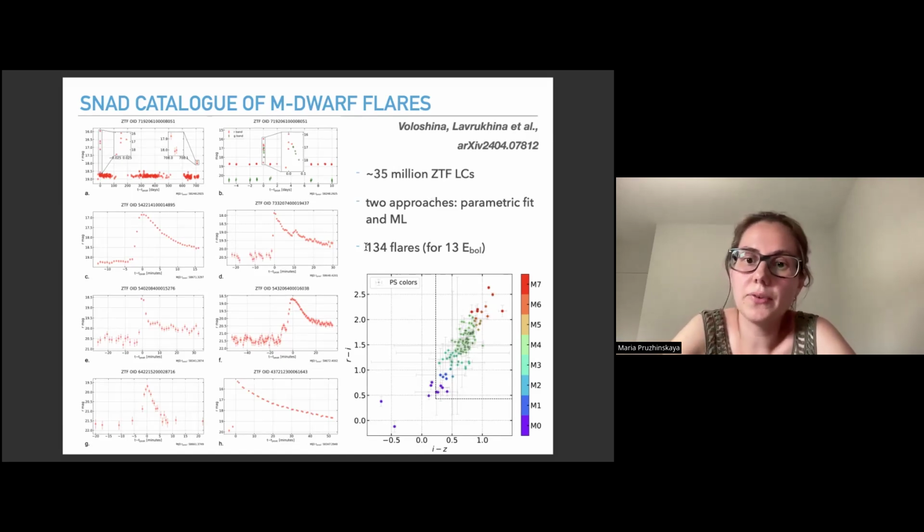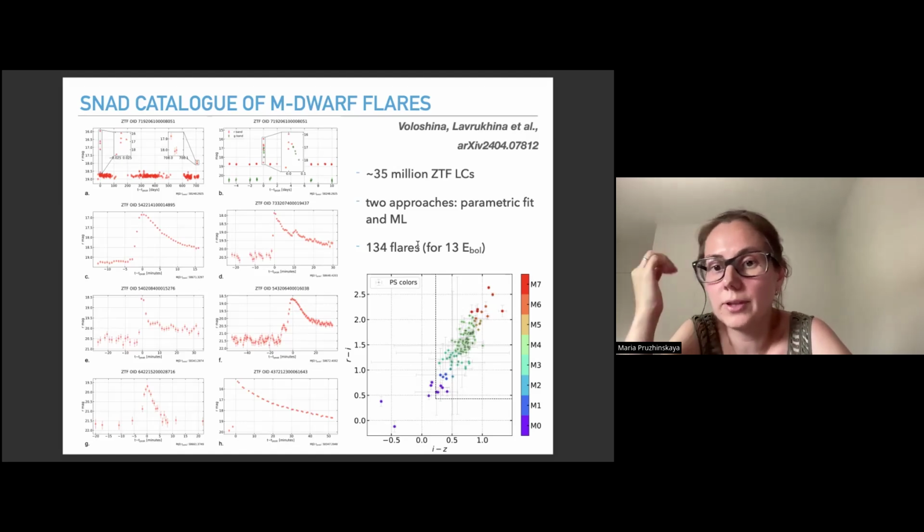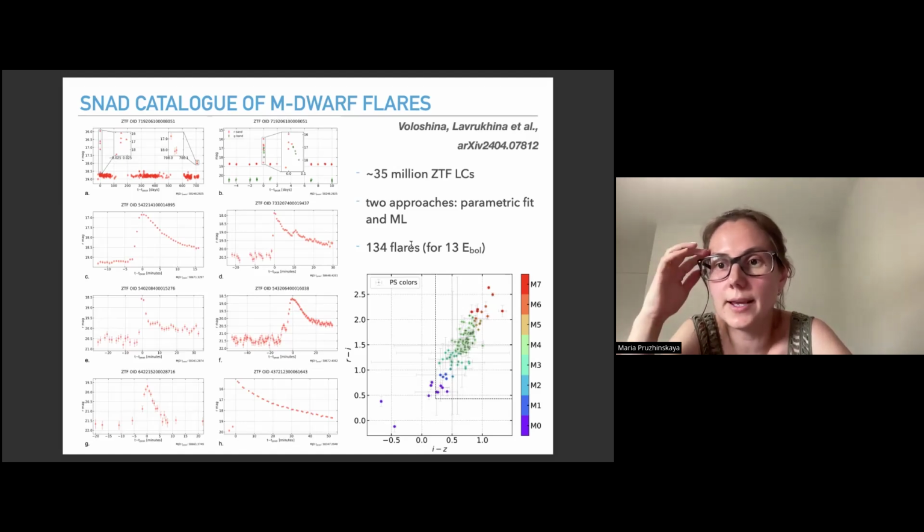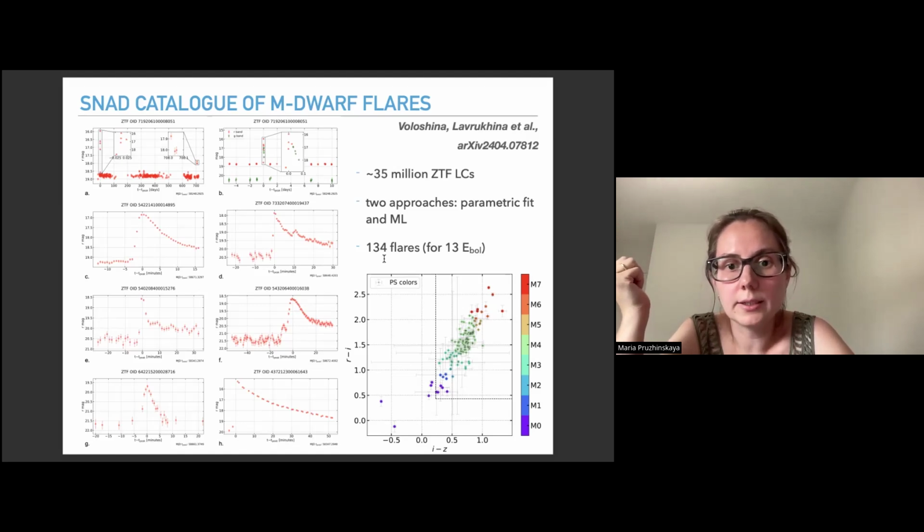And so we found 134 flares. This is the biggest sample of ZTF flares, as far as I know, for this moment. And for 13 of them, using Gaia distance, we were able to measure the bolometric energy. And also we used Pan-STARRS data to define in more detail the spectroscopic class of the star.